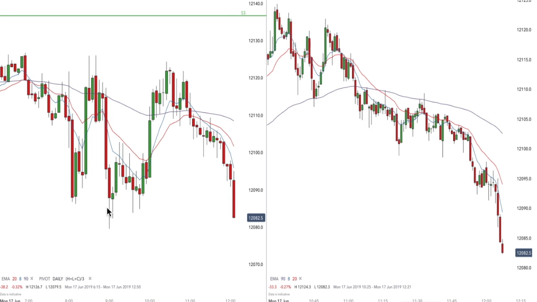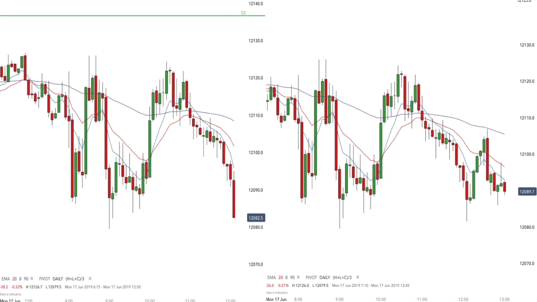These are spikes, rejection spikes down here, and I'd expect this to move up, possibly go back up to the 12,100 level at this stage. And that's what the market did. So the market did rebound, and then it started coming back down again.